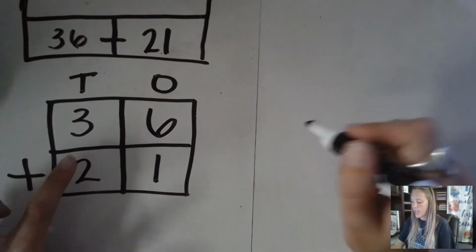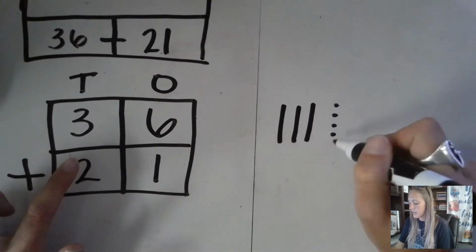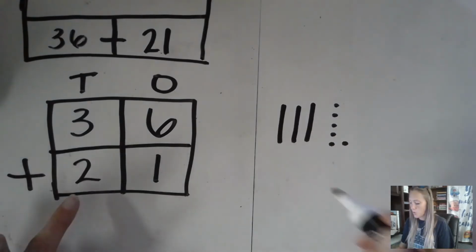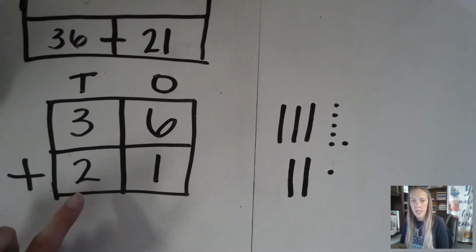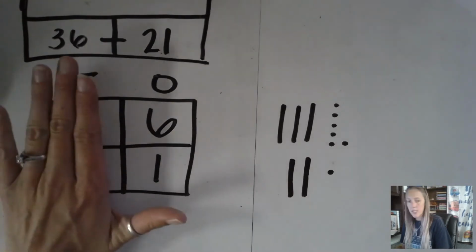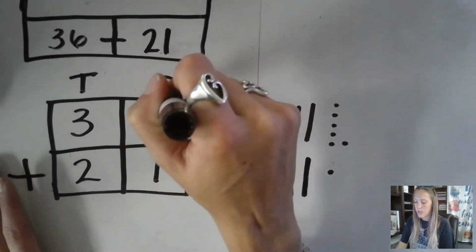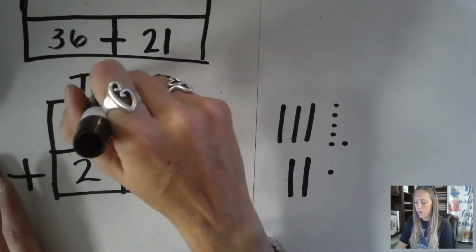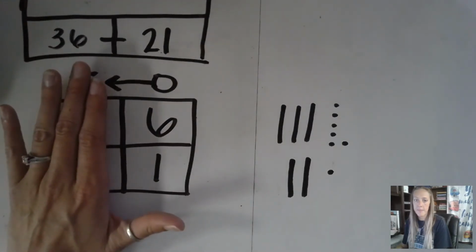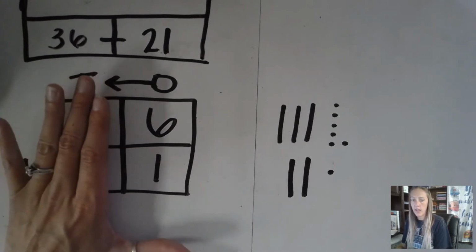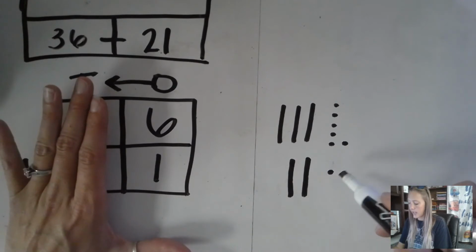Okay, so 36 represented in base 10 blocks will look like this. 21 will look like this. So the first thing we're going to do is start at the ones place. This is our starting mark, and we go left. So we start at the ones place. We're not even going to look at the tens yet. 6 plus 1 more is 7.